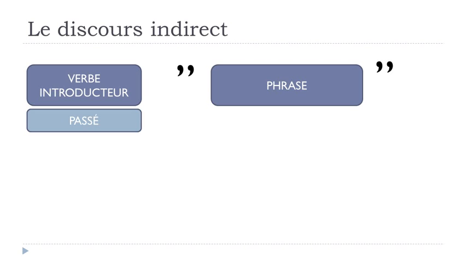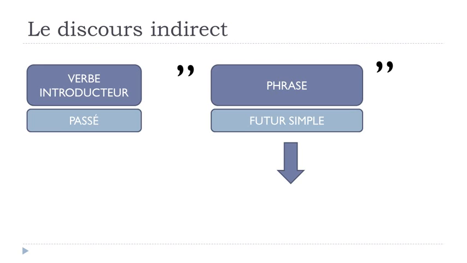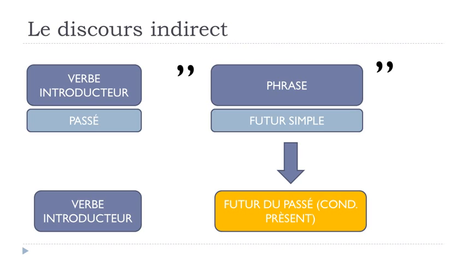Okay, so let's see now another possibility. If we've still got the passé form in the first part, and then we've got the futur simple form in the second part, then this futur simple will change and become futur du passé. It's a strange thing because we tend to call that futur du passé, but technically it's conditionnel présent. So that's the way you will have to remember it. Oops, the accent was in the wrong direction. It should be like that. But anyway, it's the conditionnel présent form that you will have to put here.